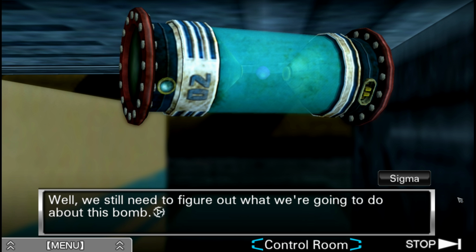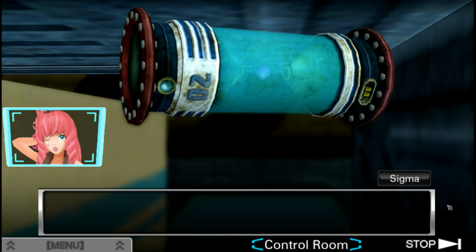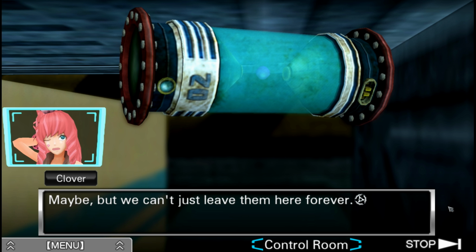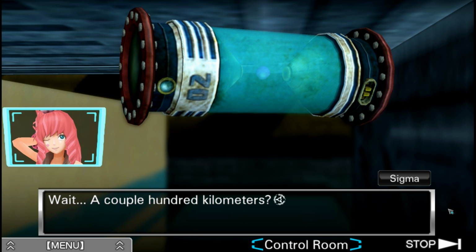Well, we still need to figure out what we're gonna do about this bomb. Alice said we should be safe as long as it's not triggered with the remote. Maybe, but we can't just leave them here forever. The question is, what is the remote? I mean, if they go off, then everything in a couple hundred kilometers is gonna get fried. Yeah, we definitely know. Wait. A couple hundred kilometers?